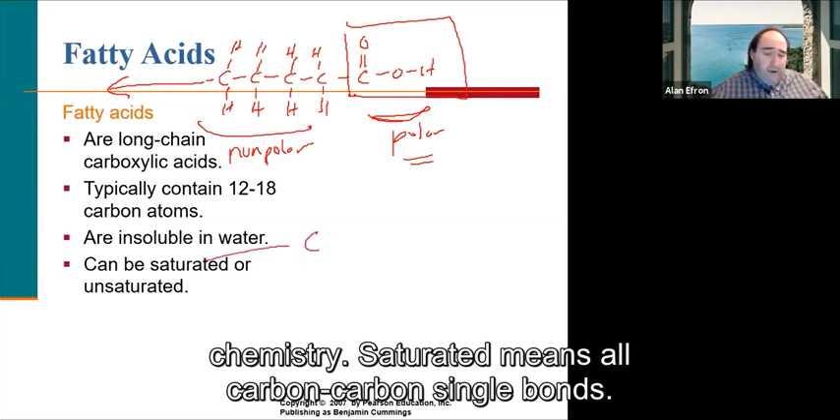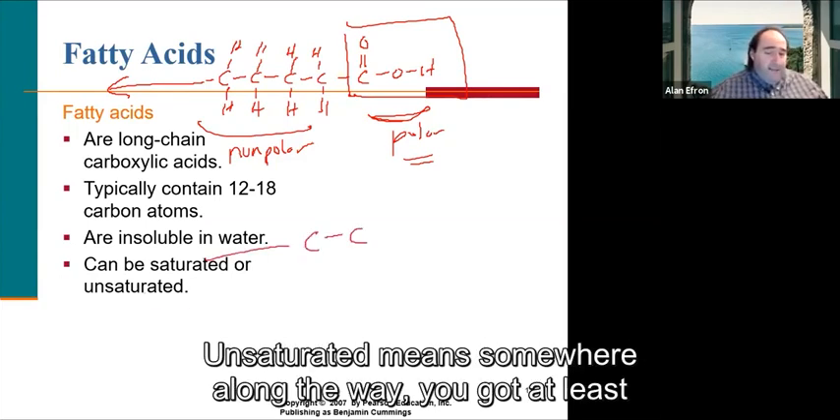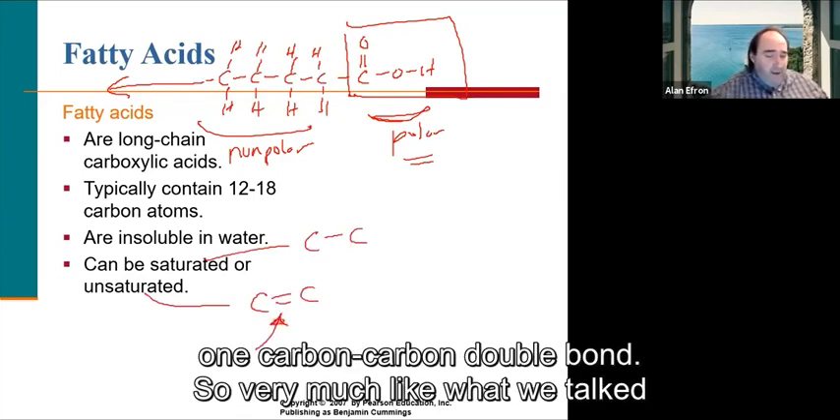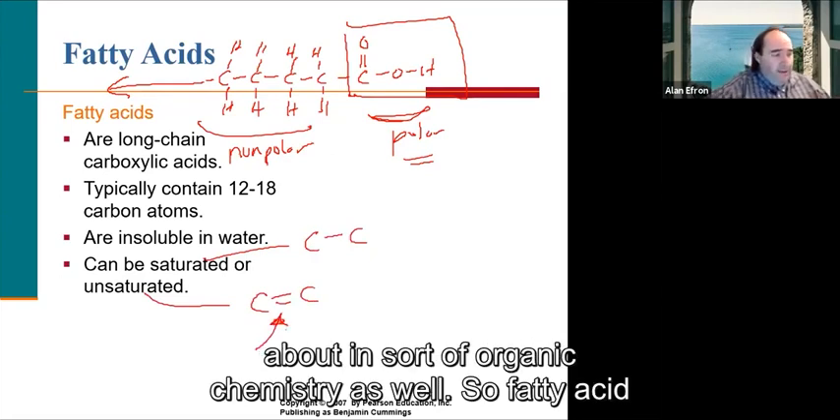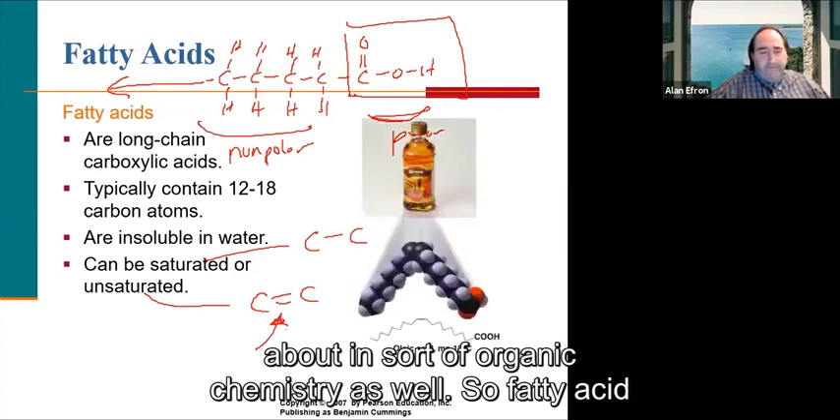Saturated means all carbon-carbon single bonds. Unsaturated means somewhere along the way you have at least one carbon-carbon double bond. So it's very much like what we talked about in organic chemistry.